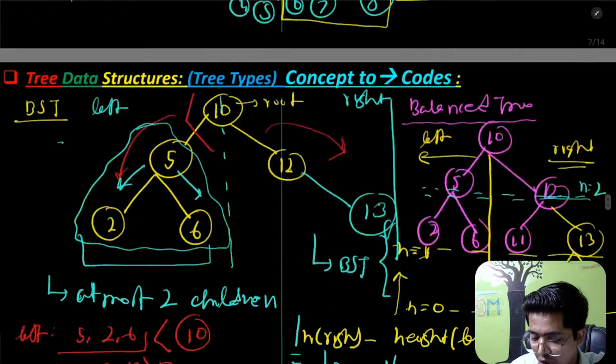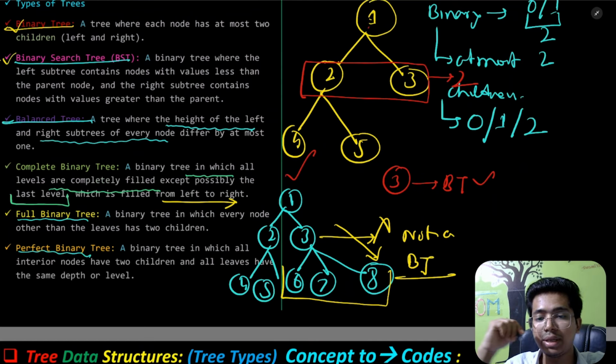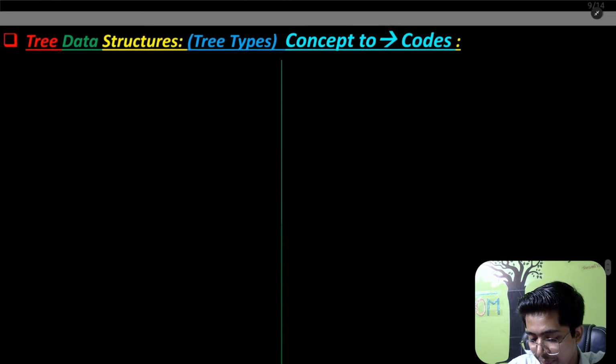Okay, so we understood the complete binary tree. Now we'll be observing the full binary tree or perfect binary tree. The full and perfect binary tree are the same tree. That means the names are different, but full and perfect binary trees have the same criteria. So let's observe the full or perfect binary tree.